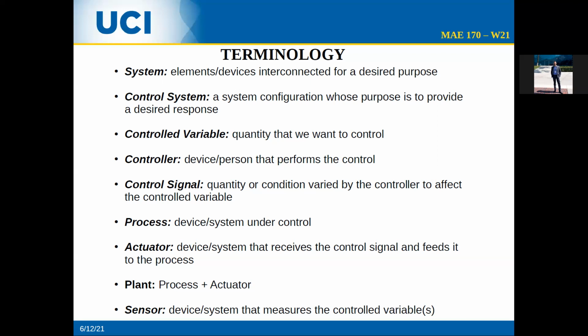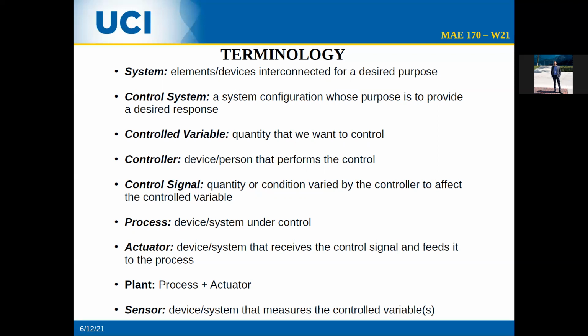And what is the control variable? Well, that is what we want to control. For instance, that is the position of our hand. What is the controller? The controller is a device or the person that performs the control. In this example, well, it's just you, it's your brain. That is the controller.